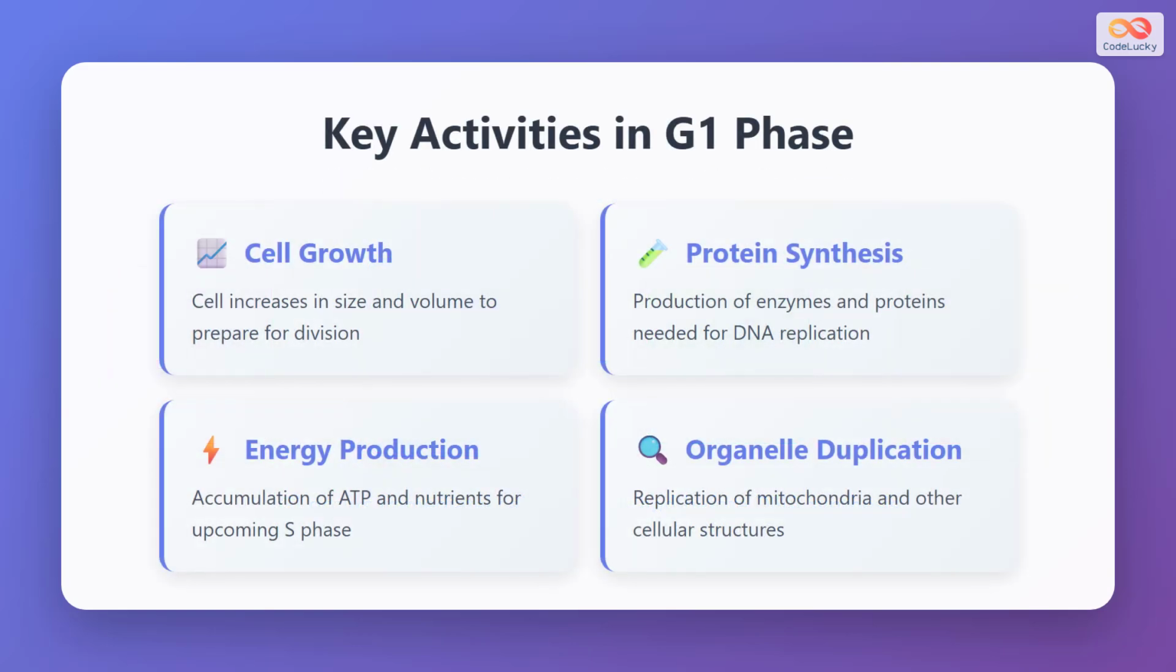During G1 phase, the cell is incredibly busy with several key activities. First, cell growth occurs as the cell increases in size and volume to reach the dimensions needed for eventual division. Second, protein synthesis ramps up as the cell produces the enzymes and proteins required for DNA replication in the upcoming S phase. Third, energy production accelerates as the cell accumulates ATP and stores nutrients to fuel the energy-intensive process of DNA synthesis. Finally, organelle duplication begins, with structures like mitochondria and ribosomes being replicated, so both daughter cells will have sufficient organelles after the next division.